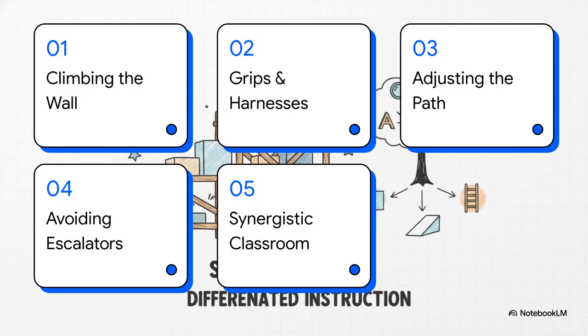Here's our roadmap for today. First, we'll look at climbing the academic wall. Then we'll unpack scaffolding in grips and harnesses. Third, we cover differentiation through adjusting the path. Fourth, we've got a critical warning in avoiding the metaphorical escalator. And finally, we wrap it all up in the synergistic classroom.